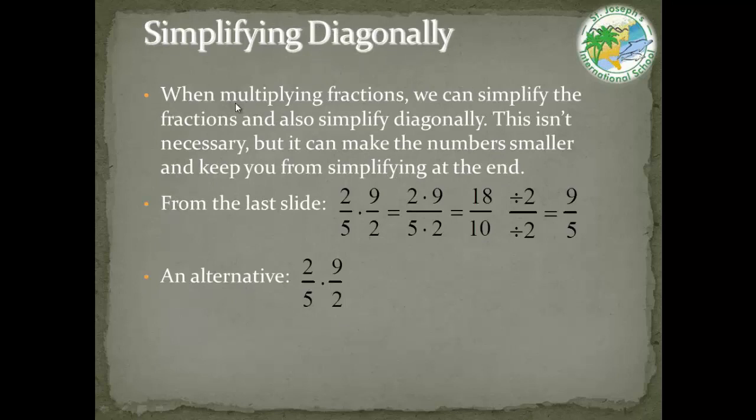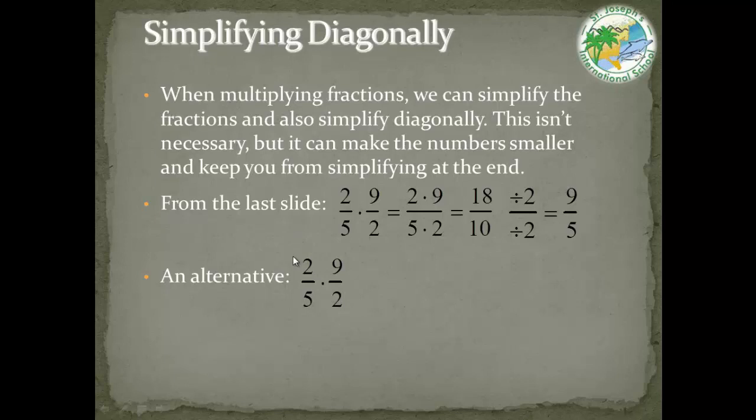Simplifying diagonally. When multiplying fractions, we can simplify the fractions and also simplify diagonally. This isn't necessary, okay? But it can make the numbers smaller and keep you from simplifying at the end. From the last slide, 2 over 5 times 9 over 2 equals numerator times numerator over denominator times denominator, 18 over 10. By simplifying, both numbers are divisible by 2; divide by 2, we get 9 over 5. Okay.